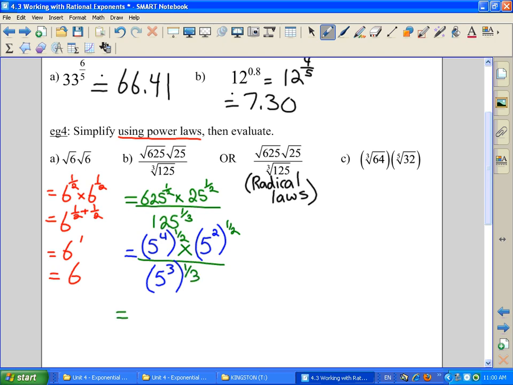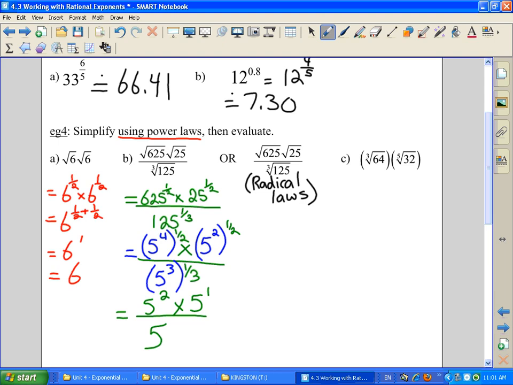Now we can use our power of a power law. Okay, so what do we end up with here? Sorry, I said that wrong. 5 to the 4, raised to 1/2, and then you simplify your exponents there. So it's 5 to the power of 2 times 5 to the 2 times 1/2, which is just 5 to the 1, or just 5, divided by 5 to the power of 3, all raised to the power of 1/3. So 3 times 1/3, they cancel out, so it's just 5.